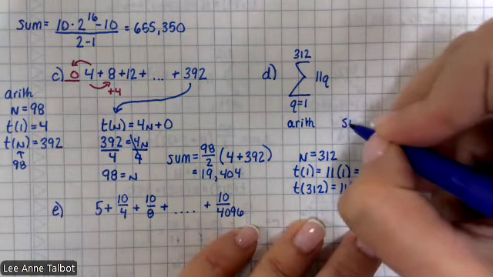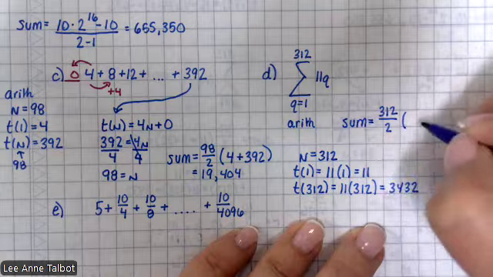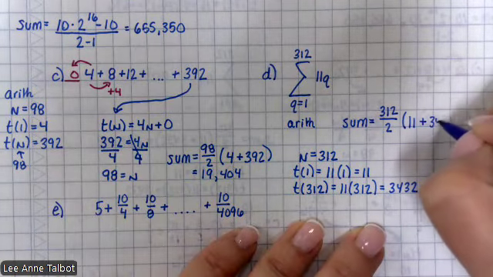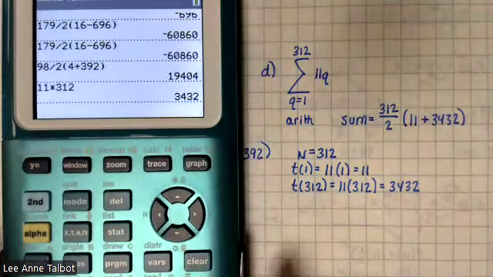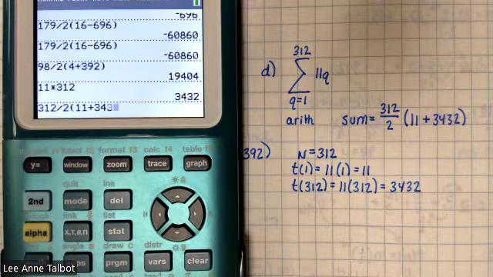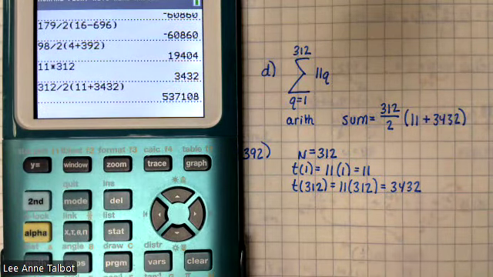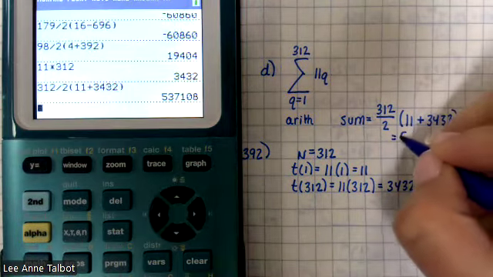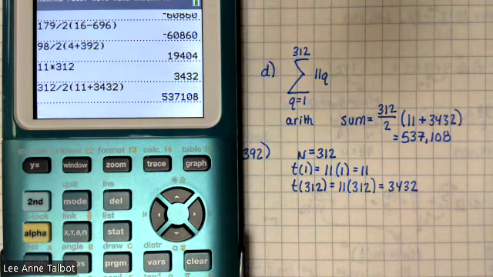Okay. Sum equals n over 2 first term plus last term. One fell swoop. $537,108. Maybe that's Mr. Hanks' amount of trip.